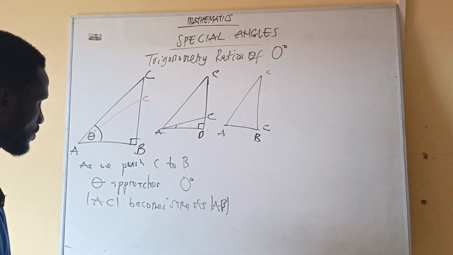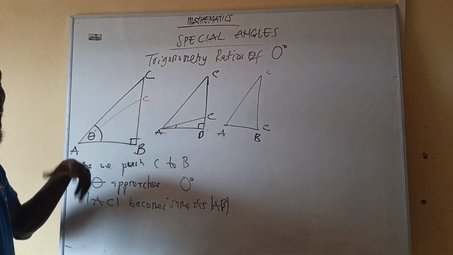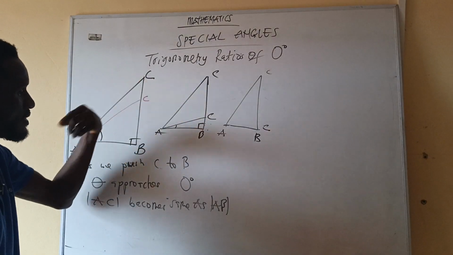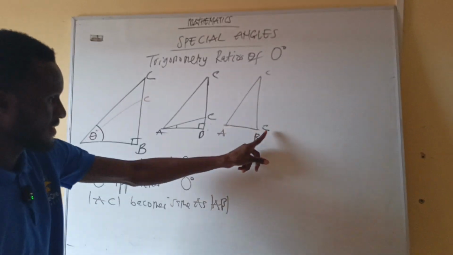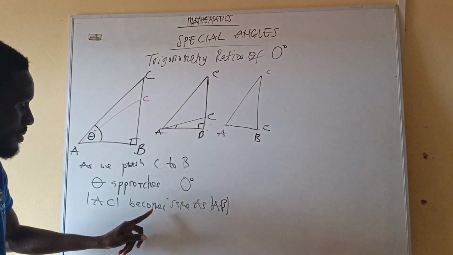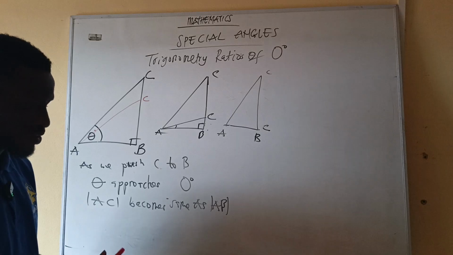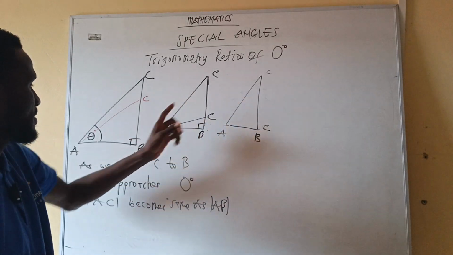Now, another thing you have to know is, what will be our AC, the hypotenuse AC? Don't forget that hypotenuse doesn't change. The hypotenuse AC now becomes what? The AB, because AC now becomes the same as the AB. Now, another thing you're supposed to know is, where will be our BC?